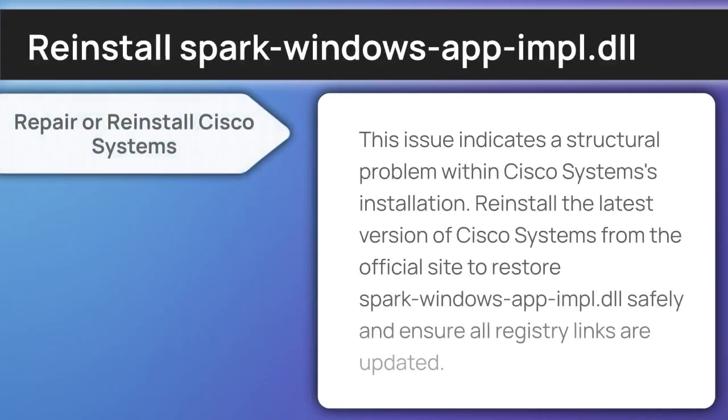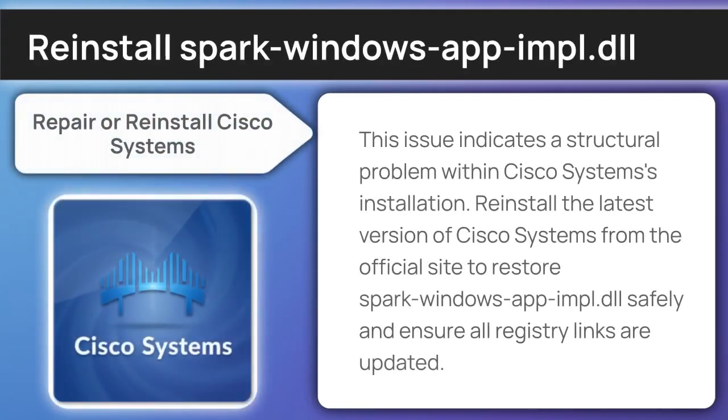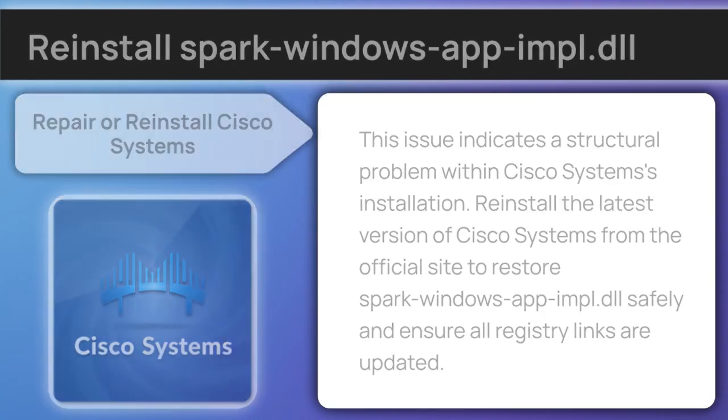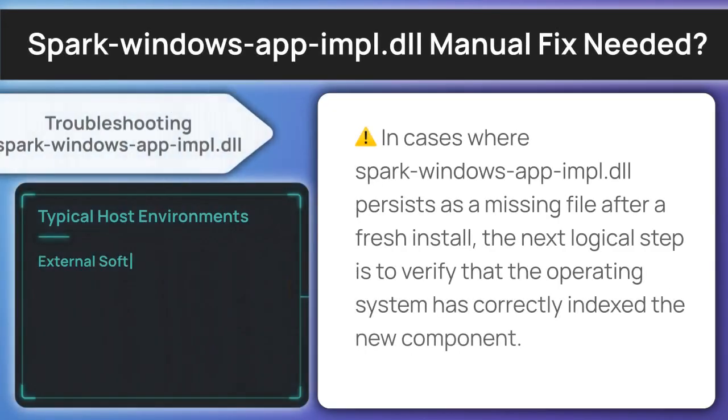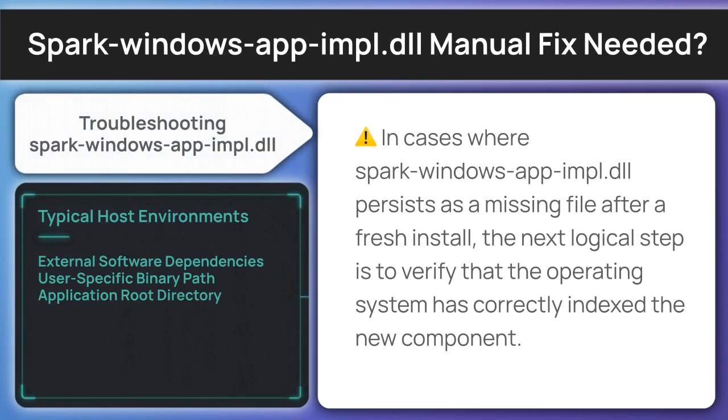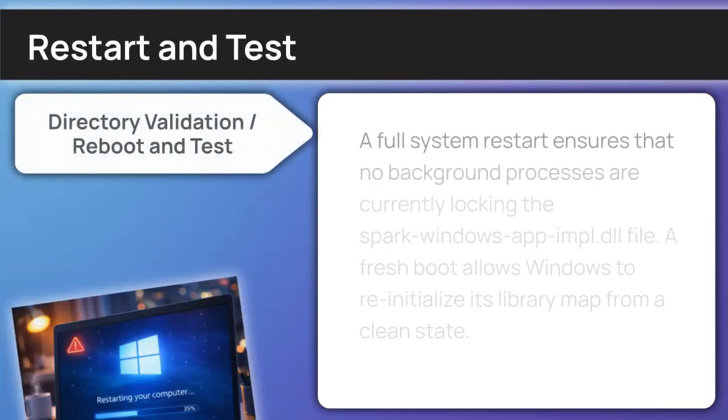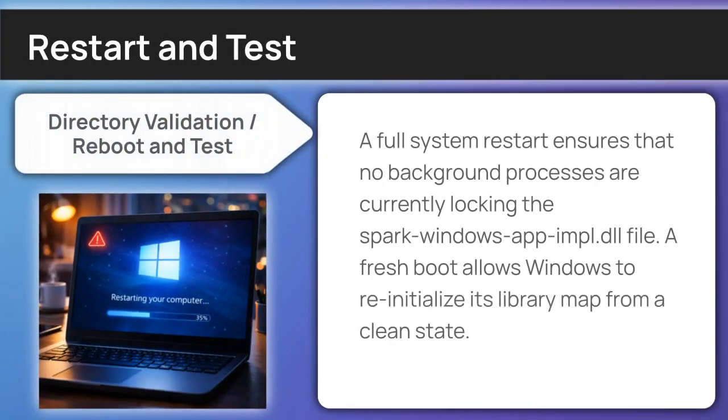MS-095 belongs to Microsoft Office 95 Legacy Support Bundle. Performing a full reinstall of the latest version of Microsoft Office 95 Legacy Support will restore this file and related components. If no luck was had with the redistributable package, we will escalate the fix by performing a targeted reset of the system state. A full system restart ensures that no background processes are currently locking the Spark Windows App implementation file. A fresh boot allows Windows to reinitialize its library map from a clean state.